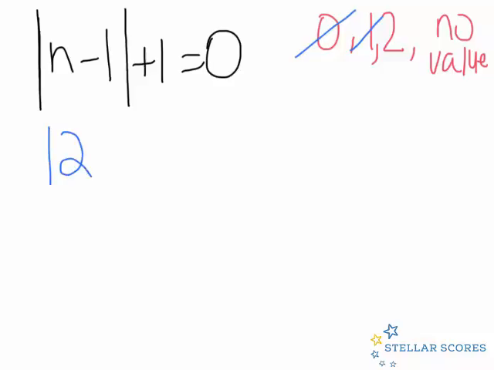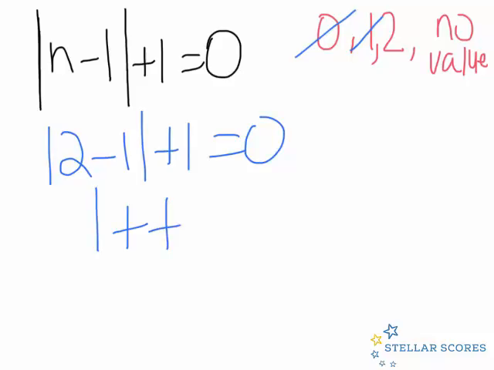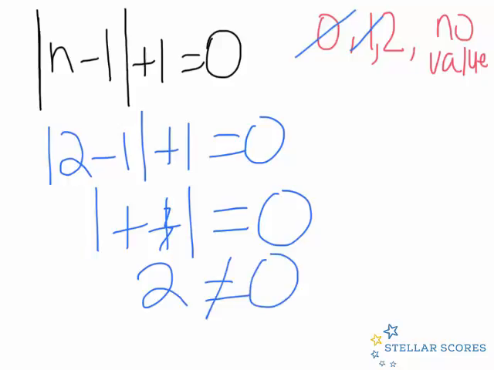So we've got the absolute value of 2 minus 1 plus 1 equal to 0. 2 minus 1 is 1. The absolute value of 1 is 1. So 1 plus 1, not equal to 0, right? 1 plus 1 is 2. 2 does not equal 0. So 2 doesn't work. So the only choice that works here is that no value at all of n is going to work, of the choices that they gave us.